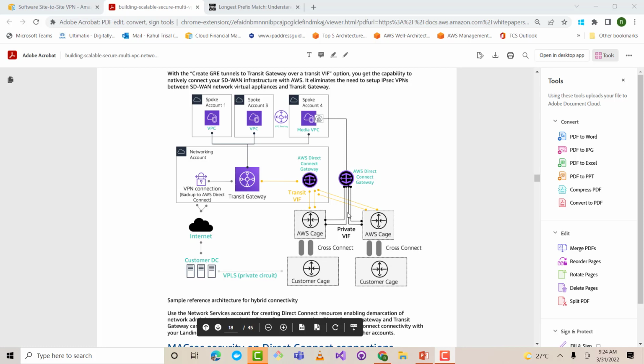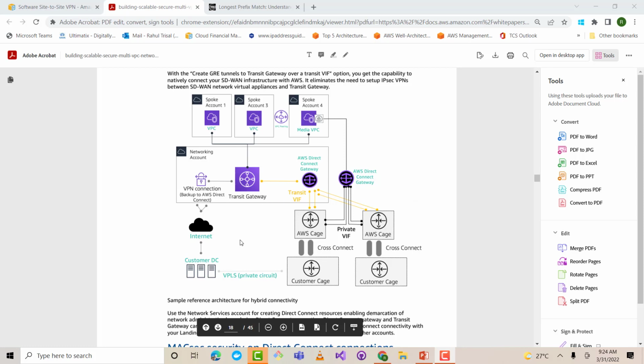The second redundant option you could have is again to use AWS Direct Connect with these two different AWS partners, and through the private VIF you establish the connectivity with the VPC using the Direct Connect Gateway. So those are the options you have.